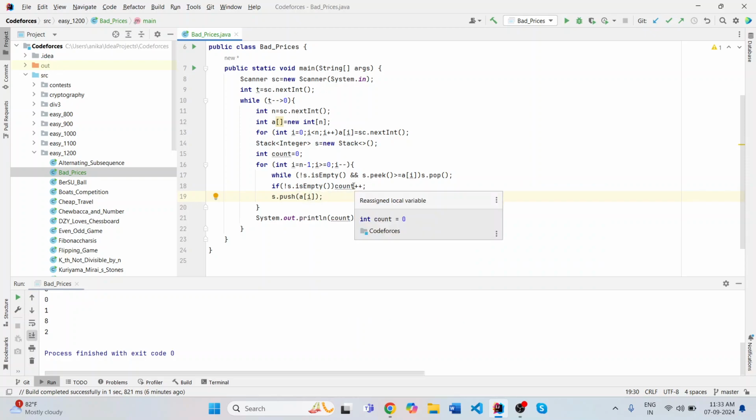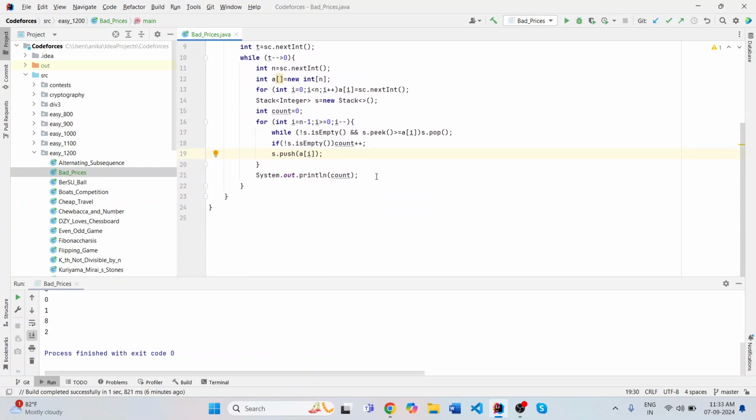We have got a smaller element for the current element, so if the stack is not empty, we increase the count. After that, we have to add the current element to the stack because it shall be the smaller for the next ones. At last we have to print the count. So this was the simple solution.